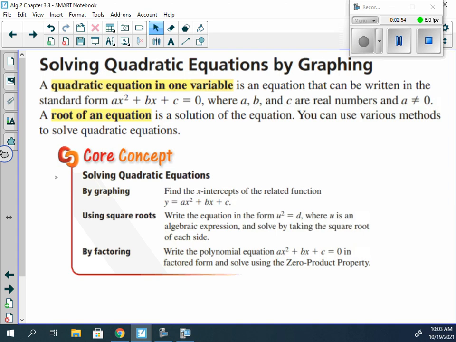Now you can use various methods to solve quadratic equations. The first one is by graphing the x-intercepts of a related function. Well, whenever we're solving, we're trying to find out what value of x makes the function equal 0. Oh, when y is 0 is when it crosses the x-axis. It would be the x-intercepts. So if we can find the x-intercepts, we can find the solutions for the function. And we'll look at the square root method. We've looked at one of those. And by factoring, which we did last week. Once we factor it, two things multiply together equals 0, means one of them has to be 0.